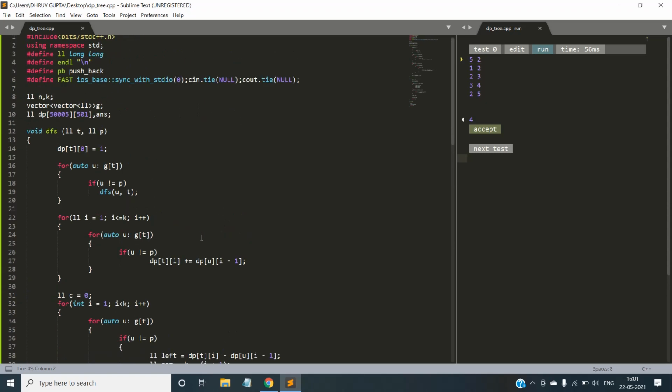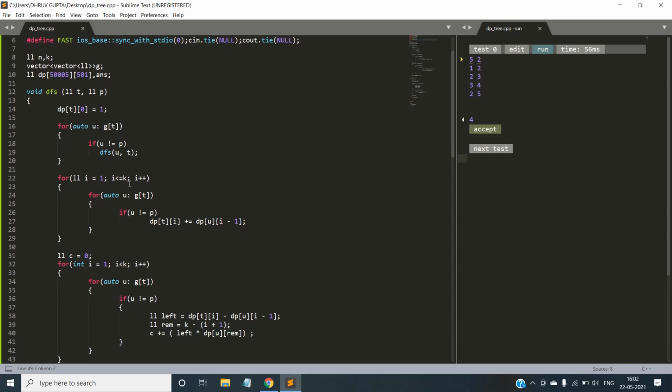So what we will do in the DFS function is we'll initialize dp of t, 0 is equal to 1. That is, the path that ends at the tth vertex, or that includes the tth vertex, with 0 length we'll initialize to 1. So now we'll iterate through all the edges of the vertex, through all the children of a particular vertex, and then we'll call the DFS. So till now it is the normal depth first search traversal.